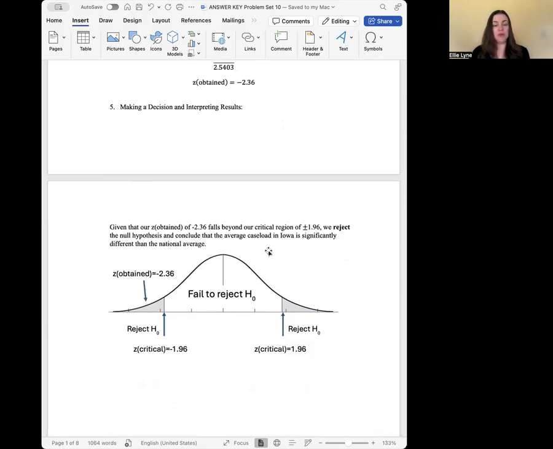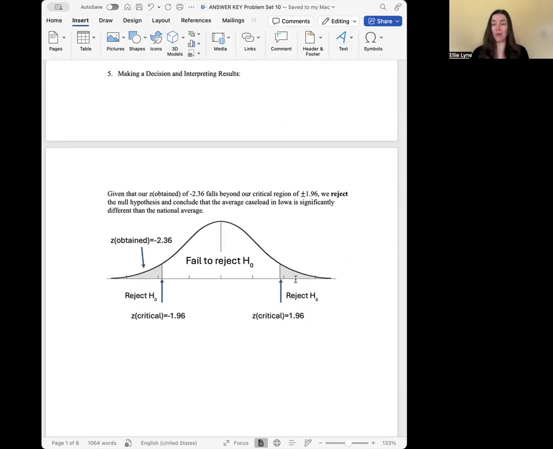Once we have our z obtained value, we can now make a decision and interpret the results within the context of the problem. Again, I always like to plot out my results. It's easier for me to just visualize this in reference to our normal curve. And so I see that my z obtained value is negative 2.36. From step 3, we knew that this was a two-tailed test, and our z-critical value was both plus and minus 1.96. So because of that, our z obtained fell into our rejection zone over here. So we're out of our safety zone, so we're going to reject the null hypothesis.